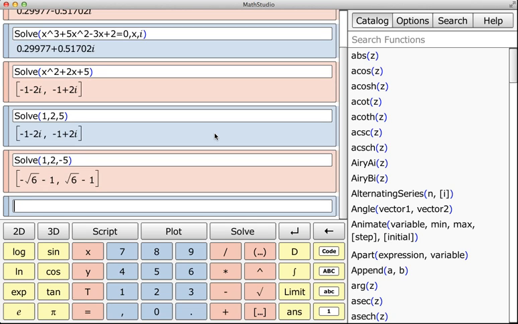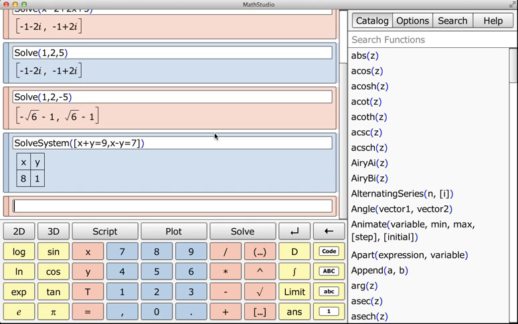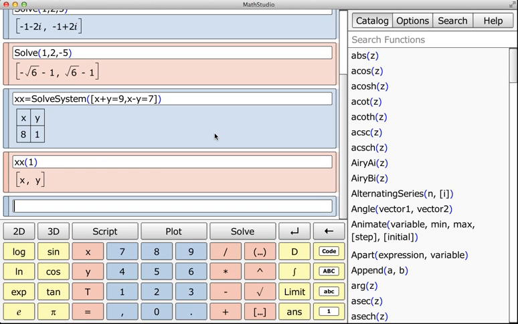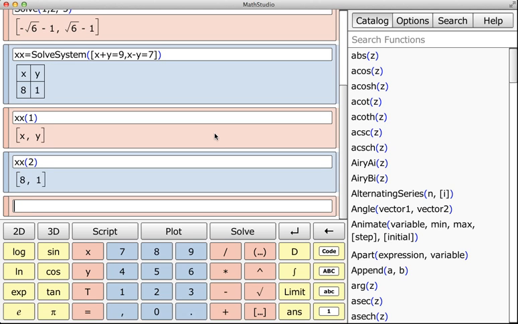So this is solve. Solve is more for just algebraic equations, and then SolveSystem is what you want to use if you want to solve a system of equations. So for instance x plus y equals 9, and x minus y equals 7, and what it gives you is a matrix of values. So if we said xx equals that, then xx of 1 gets you the list of the variables, and then xx of 2 gives you a list of the corresponding values.